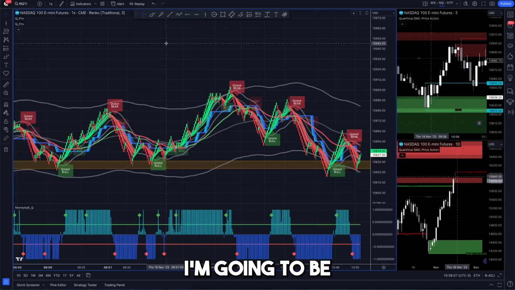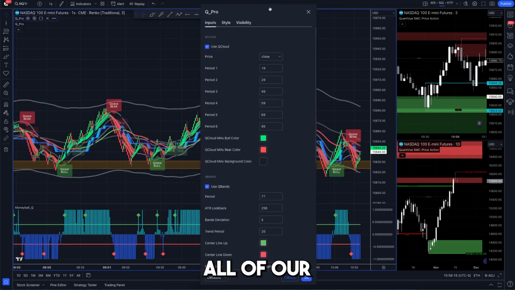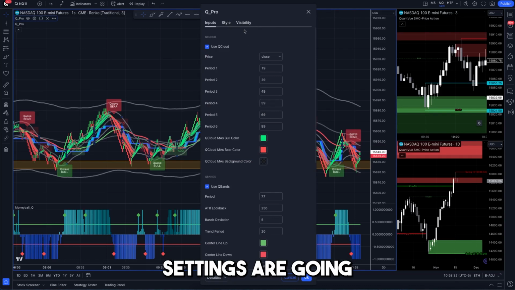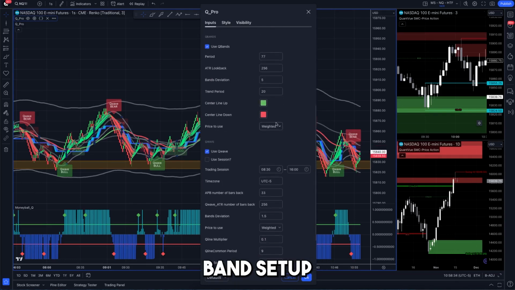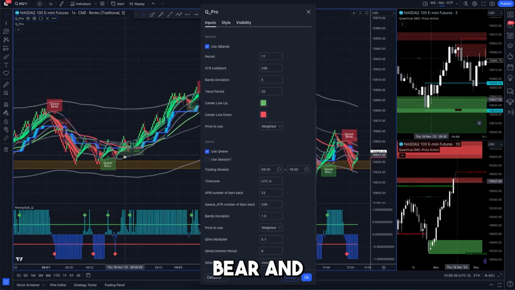Okay, so I'm going to be using our brand new Qpro dashboard. We've taken all of our amazing indicators and put them under one roof. That way you don't have to have 5, 6, 7 indicators on your chart at one time. So the first Qpro settings are going to be what's called our tighter band setup. And that's how we're getting these Q wave, bear, and bull alerts.